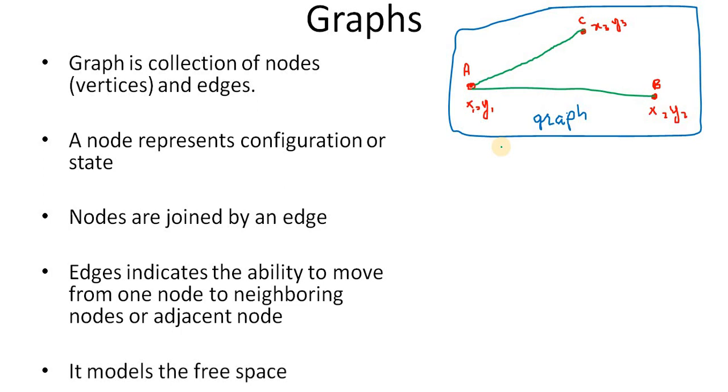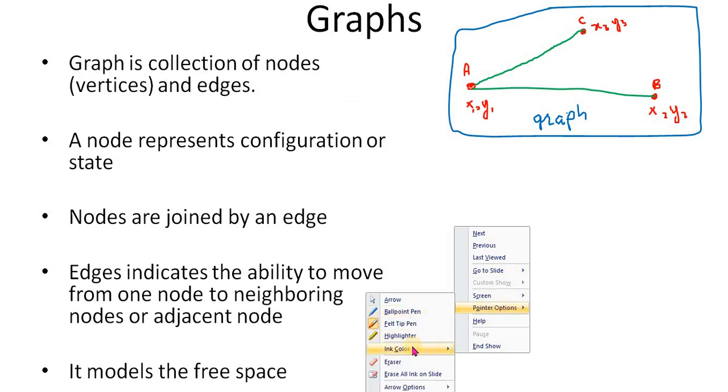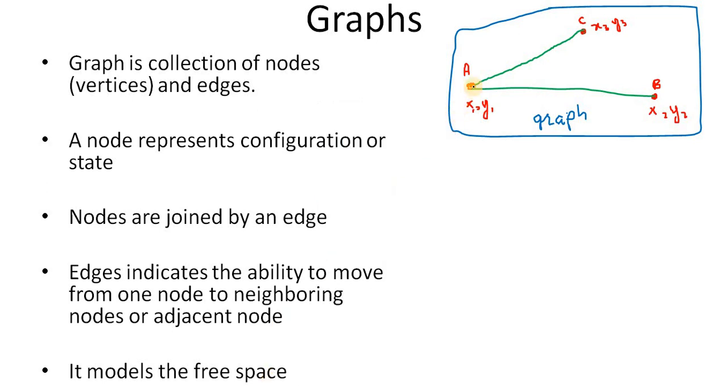Okay, what the graph actually does, in our case, is model the free space in your environment, or in the map, you can say. It can tell you where the free space is and where you are allowed to go. For example, in this graph, the robot can go from A to C, and from A to B, but the robot cannot go from C to B, because there might be an obstacle here.